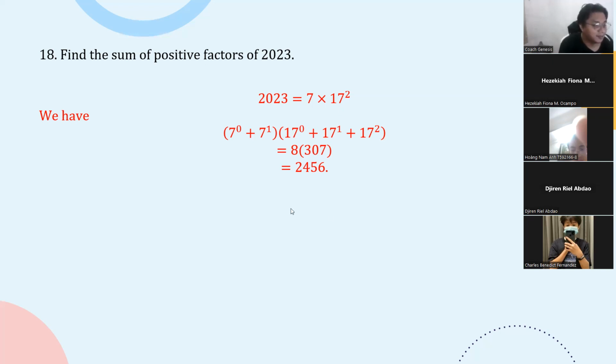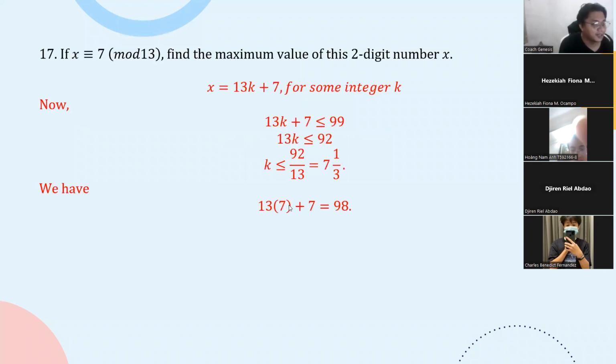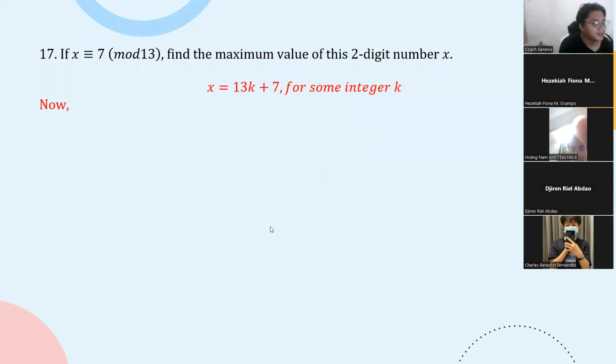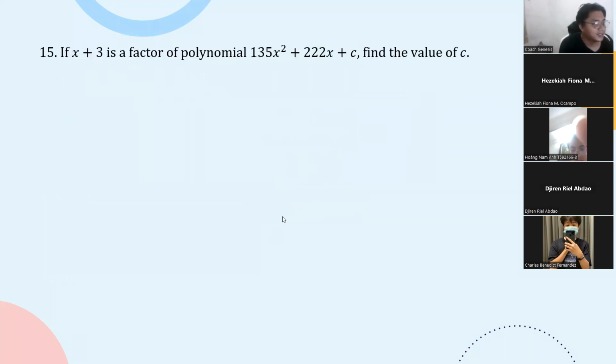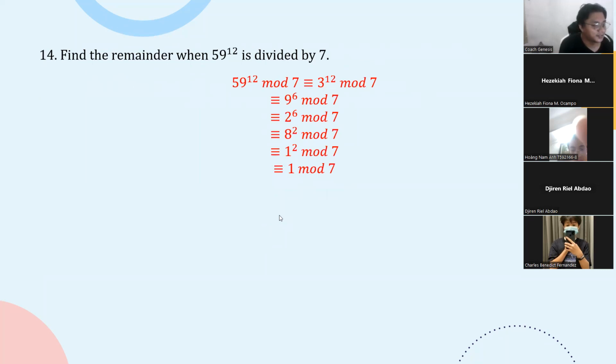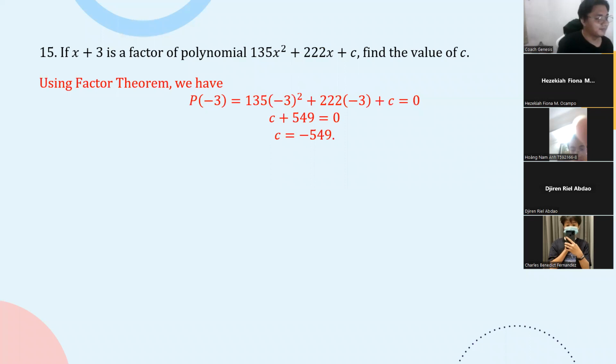Nothing. Number 14, by the way. Okay. Number 17, I think this is number 17. And then I'm just gonna go to number 14. How about the others? 15, 14. So this is 14. Okay.